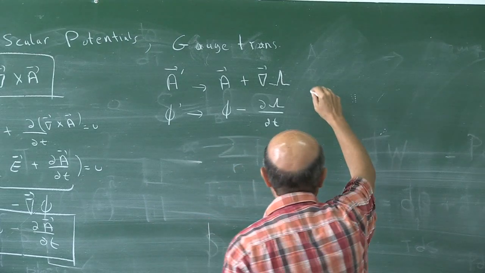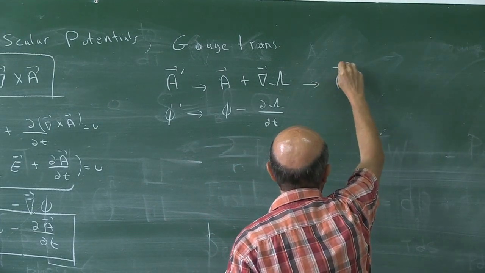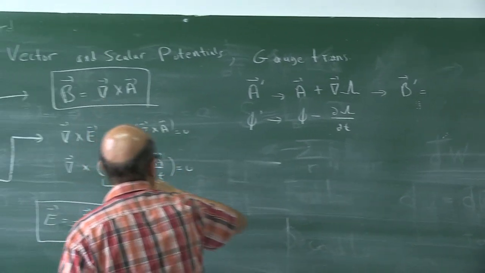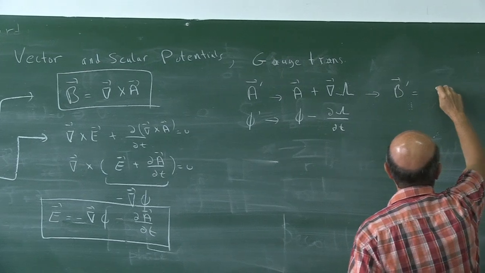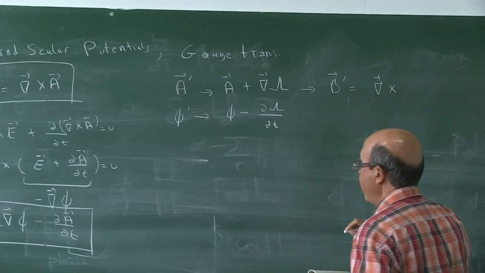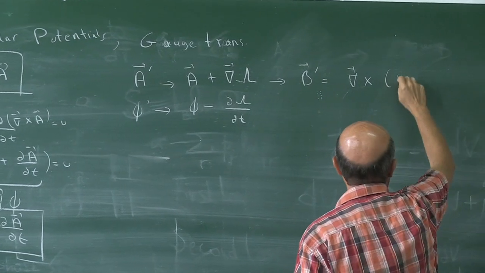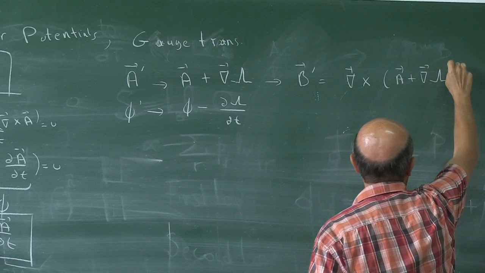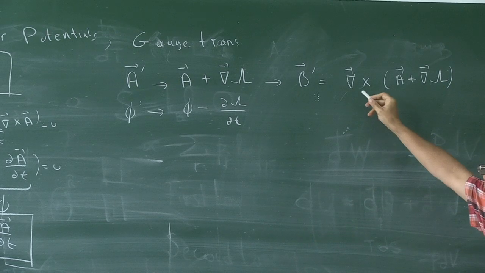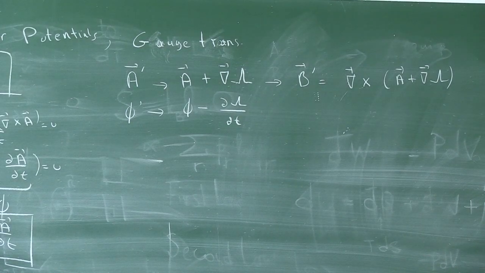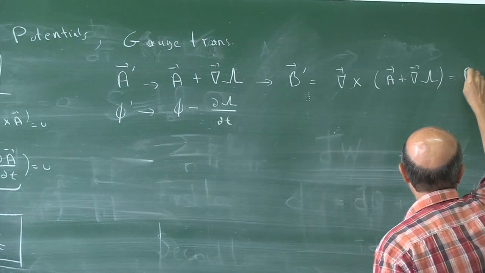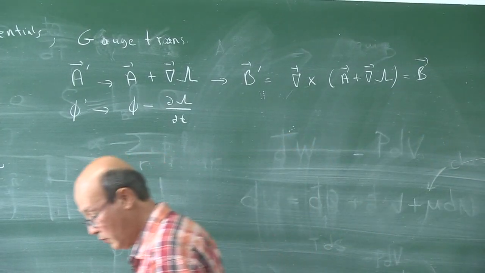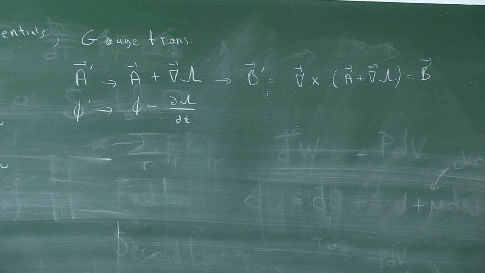That is very simple. B prime, in our new choice, is equal to the curl of A prime, and you know that the curl of the gradient is 0. So B is not affected under this transformation, and the name of this transformation is the gauge transformation.